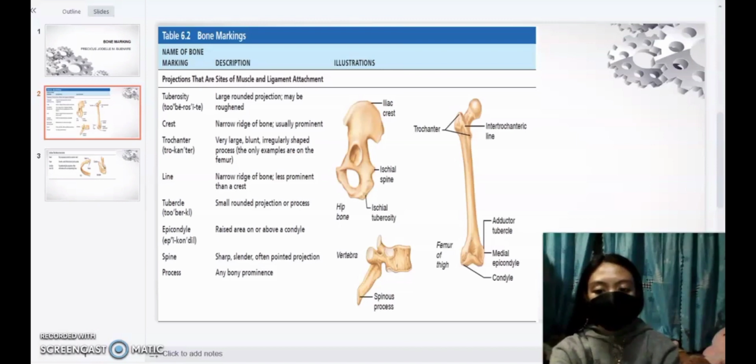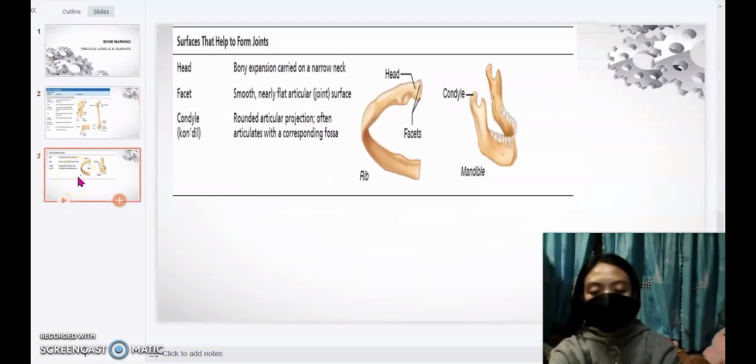Next is the tubercle. It's a small rounded projection, and that is basically just a bump on a bone, so a rib tubercle is going to be this little tiny bump, and I think there's actually one shown here. So here is a rib, and the little bump here is called the rib tubercle. It is just a bump on the bone.